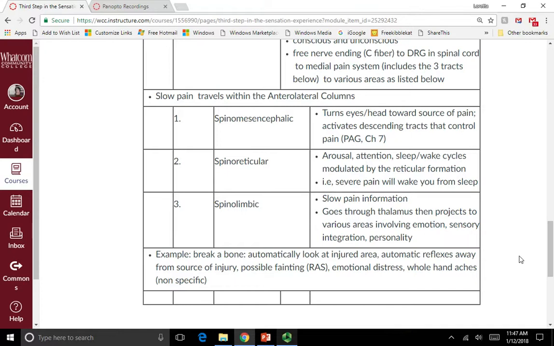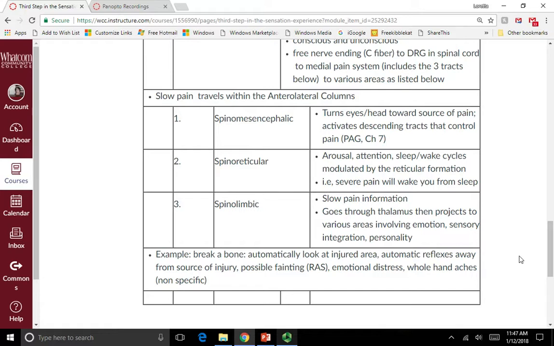The third tract that we're going to talk about is the spino-limbic tract. So it goes from the spine to the limbic system. The limbic system is our emotions and our emotional memory. It's slow pain information. It goes through the thalamus and then projects to various areas involving emotion, sensory integration, and personality. So very interesting stuff going on in the spino-limbic tract regarding pain.